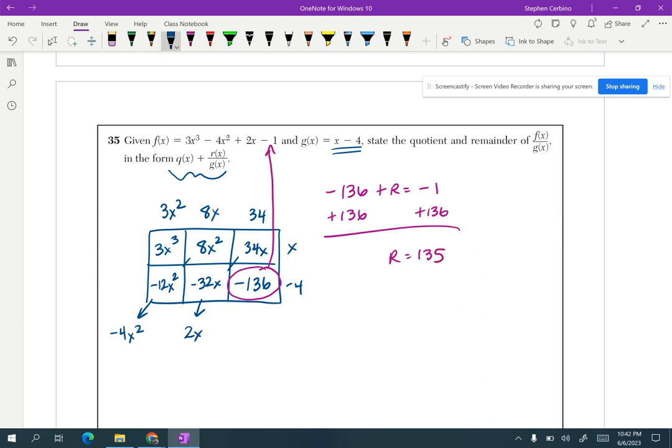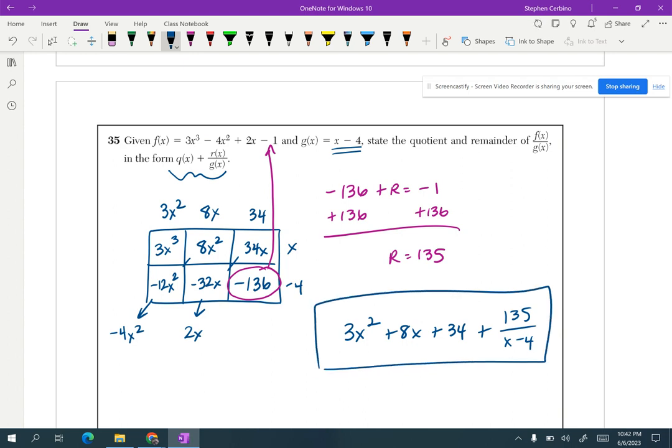So to write our final answer here, we're going to write our quotient, which is 3x squared plus 8x plus 34. We're going to add the remainder, which is 135, divided by the divisor, which is x minus 4. That is my answer.